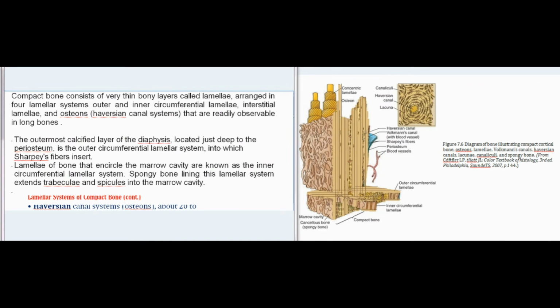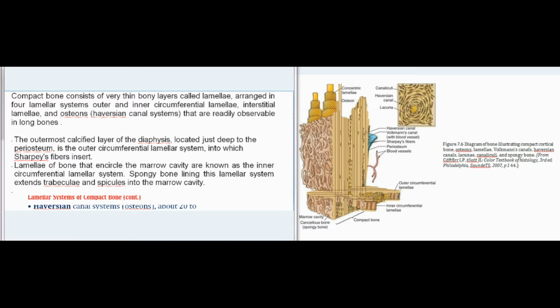Lamellar systems of compact bone. Compact bone consists of very thin bony layers called lamellae, arranged in 4 lamellar systems: outer and inner circumferential lamellae, interstitial lamellae, and osteons, Haversian canal systems, that are readily observable in long bones. The outermost calcified layer of the diaphysis, located just deep to the periosteum, is the outer circumferential lamellar system, into which Sharpey's fibers insert. Lamellae of bone that encircle the marrow cavity are known as the inner circumferential lamellar system. Spongy bone lining this lamellar system extends trabeculae and spicules into the marrow cavity.